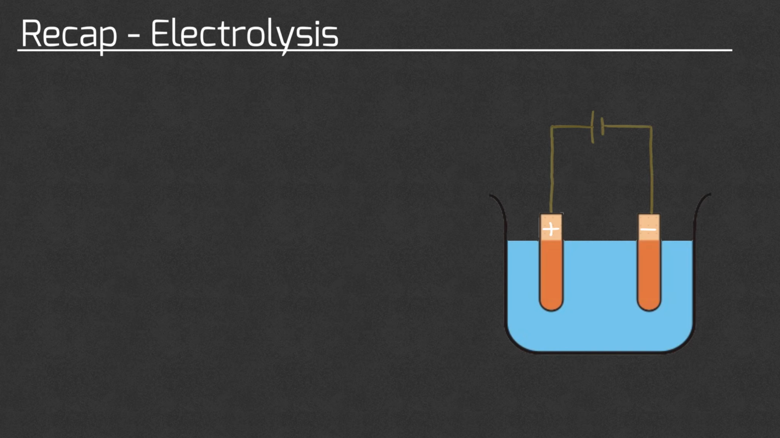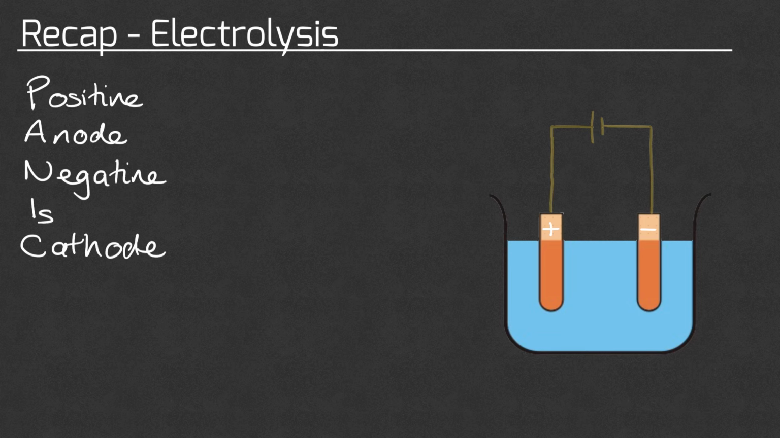We're going to start by recapping the process of electrolysis. So if we remember, electrolysis is where we decompose an ionic compound using electricity. In electrolysis, we have two electrodes, a positive and a negative, and you need to know what these are called. To remember what they're called, we use PANIC, which stands for positive anode, negative is cathode. So we know that this electrode here is the anode, and this one here is the cathode.